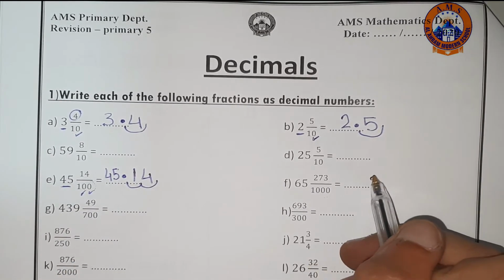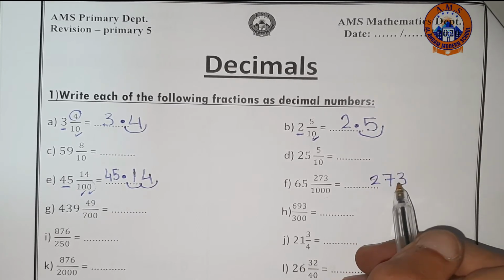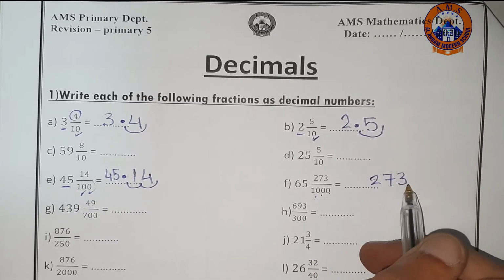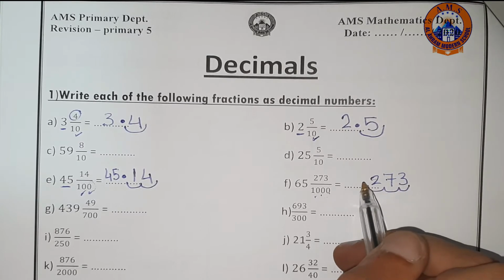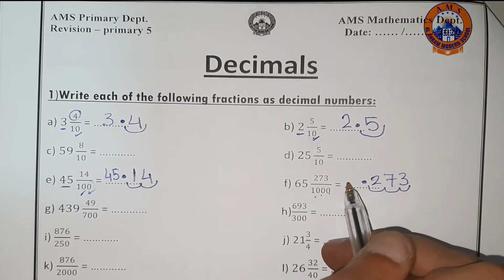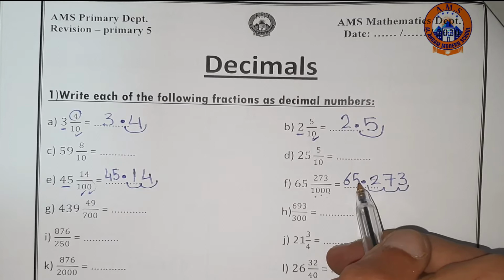I'm gonna put the numerator 273, then we pass 3 digits, 1, 2, 3, put a point, then we have 65, I put 65.